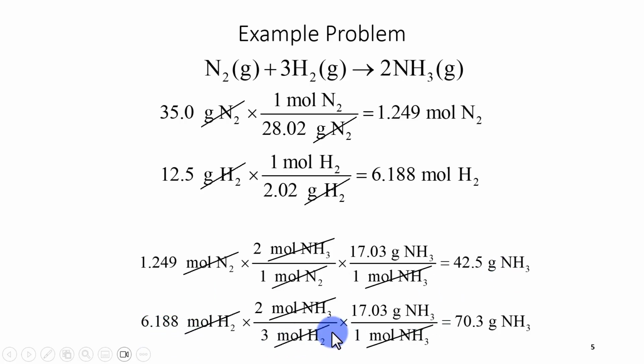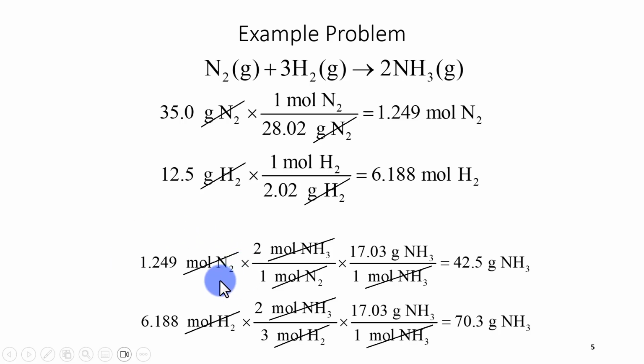I do the same thing with the hydrogen, so 6.188 moles times 2 moles of ammonia for every 3 moles of hydrogen, and then multiply once again with the molar mass of ammonia to get grams of ammonia. And note that the hydrogen gives me a larger amount of ammonia than does nitrogen, which means nitrogen is going to run out faster. Okay, I figured out how much product I make, 42.5 grams, and I also figured out which is going to be the limiting reactant, which is nitrogen.